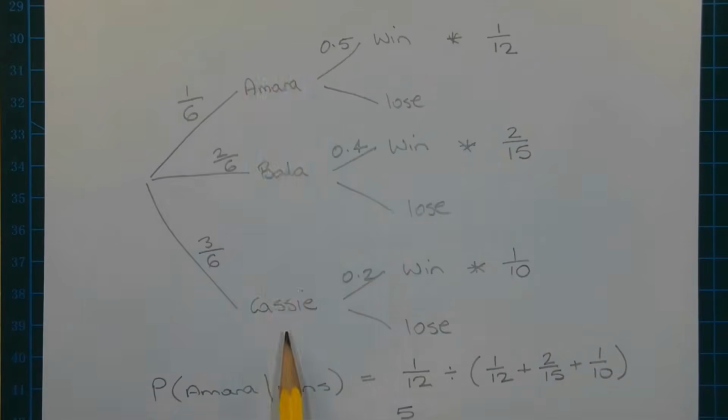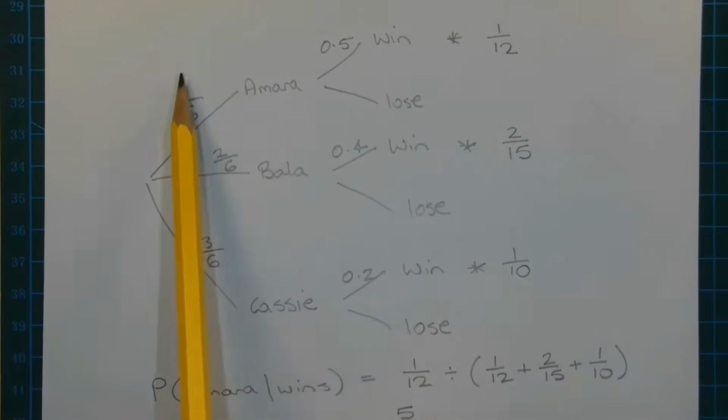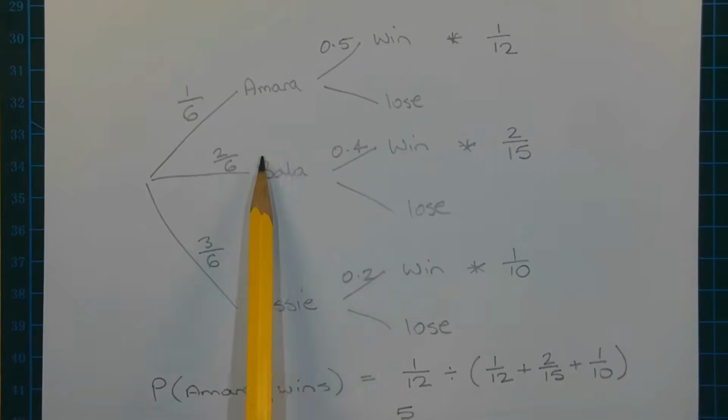Now, in the first stage, we show the probabilities of either Amara, Bala, or Cassie are chosen. So Amara getting chosen, probability is 1 over 6. The probability for Bala being chosen is 2 over 6, and the probability for Cassie being chosen is 3 over 6. Now, in the second stage, we show the probability that the team either wins or loses.